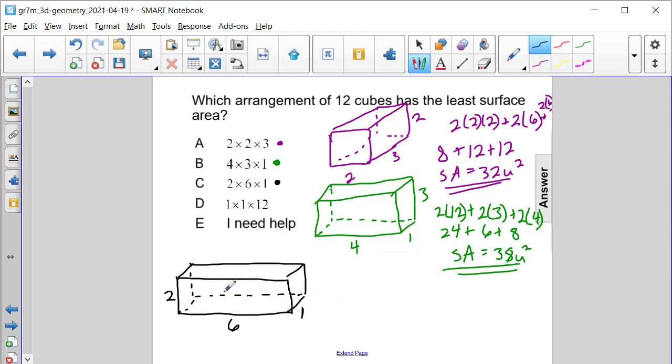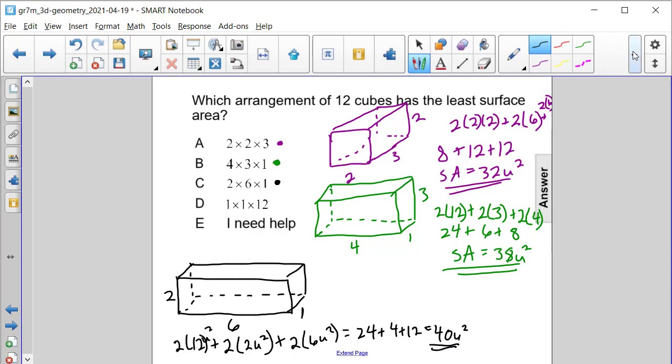So then we are going to have the front and back both have an area of 2 times 6, or 12. So we have 2 areas of 12 square units, plus we have the left and right sides, 2 times 1, which is 2. So we have the left and right have an area of 2 square units. Plus, now we have to do the top and bottom. They both have the same area, and that's 6 times 1, which is 6 square units. So then we'll have 24 plus 4 plus 12. So that'll be 28, and 12 more is 40 square units for this surface area.